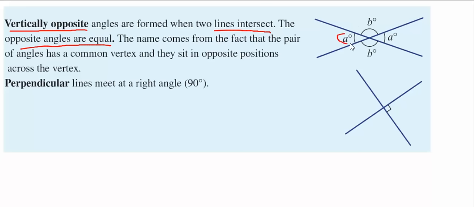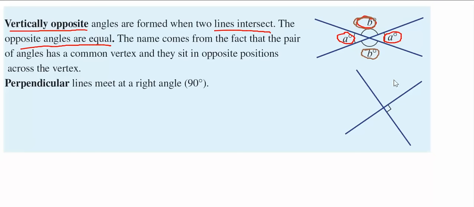My angle A on this side and my angle A on this side are going to be exactly the same. They are going to be equal. Same with my angle B. I'll change my colour. My angle B and my angle B, being opposite each other, are also going to be equal. So if this A is 30, then this A is going to be 30. If this B is say 120, this B is going to be 120. Really important that you just know that.